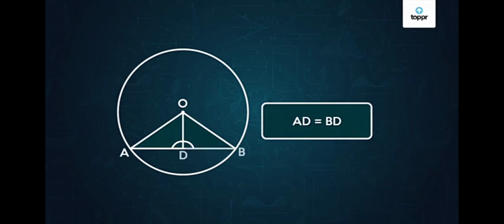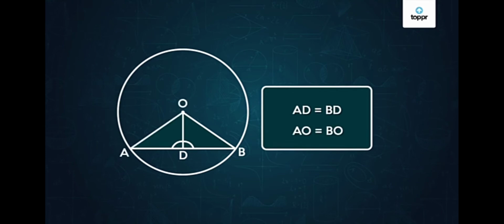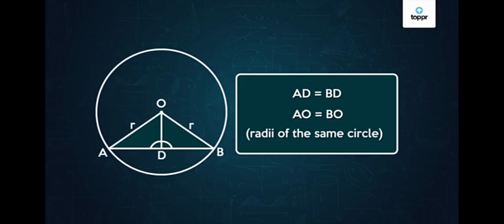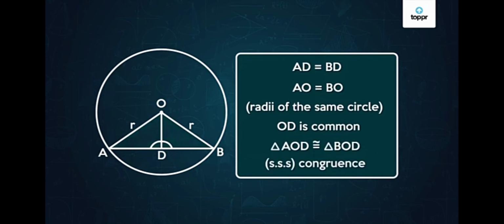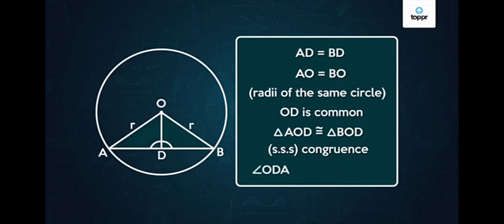Now in these two triangles, AD is equal to BD as OD is the bisector. AO is equal to BO as they are both the radii of the circle, and OD is common to both the triangles. So by the SSS criteria, the two triangles AOD and BOD are congruent. As angle ODA and angle ODB are the corresponding parts of congruent triangles, their measures must be equal.